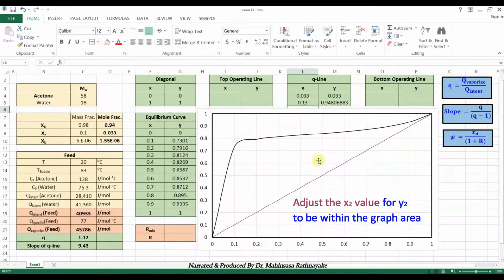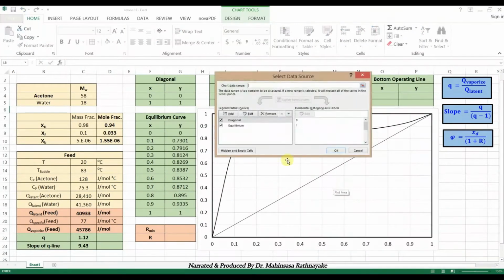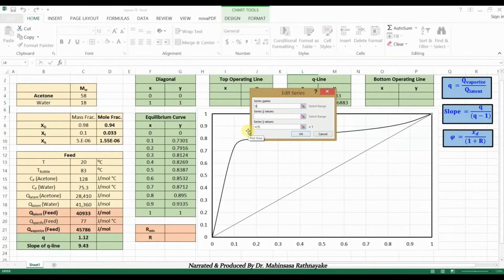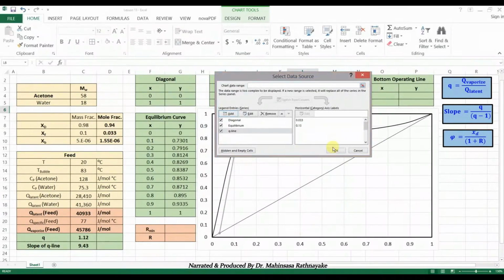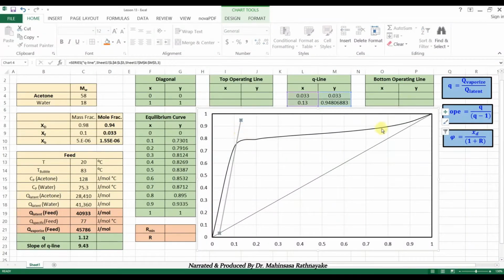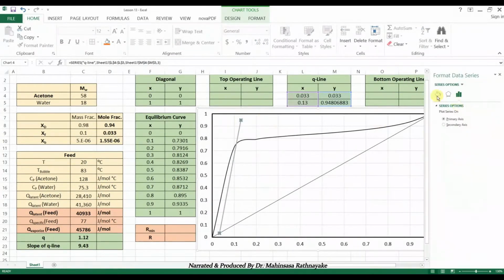To draw the Q line, right-click on the plot area and select data for a new graph. Let's enter the series name as Q line and select the X and Y values of the 2 points. Here we obtained the Q line on the same diagram.